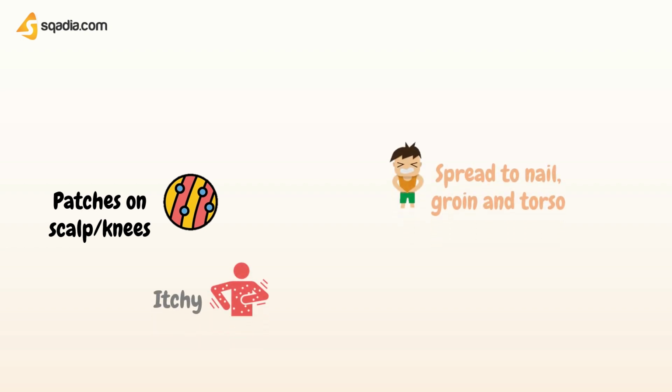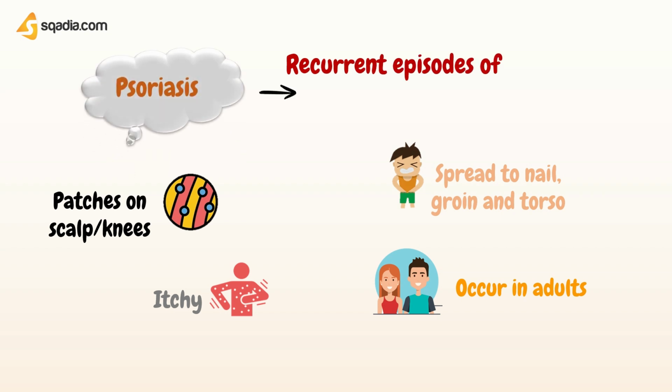Now, if the patient shows symptoms like patches on the scalp or knees or elbows, often itchy, which may spread to nails, groin, or entire torso, and occurs only in adults, then this might give you an indication that the patient has psoriasis. Psoriasis is a disease marked by recurrent episodes of itchy, red, and scaly skin.